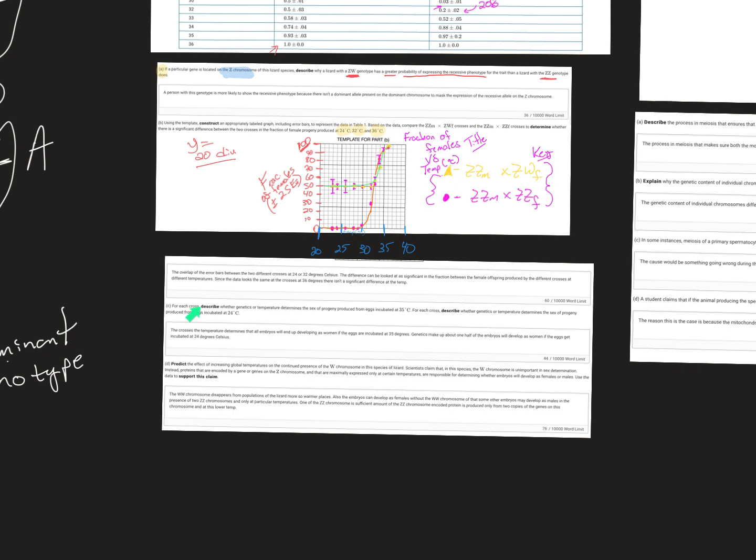So for each cross, describe whether genetics or temperature determines the sex of the progeny produced. Describe whether genetics or temperature determines the sex of the progeny produced from eggs incubated at 35 degrees. At 35, which would be here. And for eggs incubated at 24 degrees, so here.